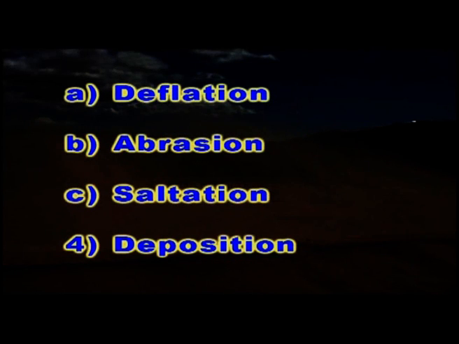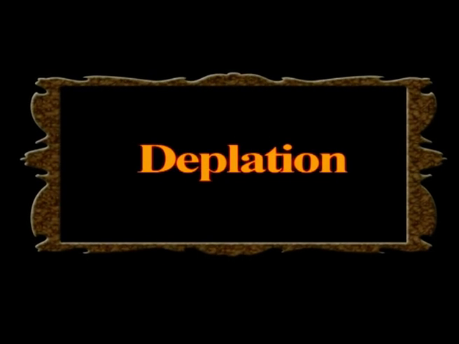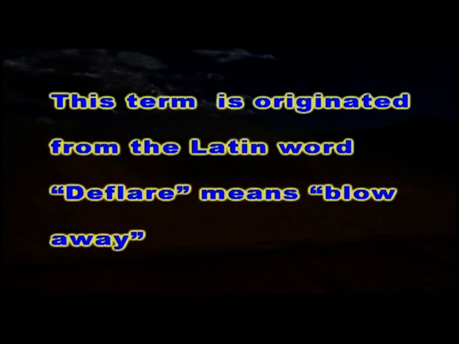Circulation of air over the earth's surface makes the wind blow. Wind has the ability and force to lift the earth's surface objects by any one of the mechanisms like deflation, abrasion, saltation and deposition. Deflation is the first mechanism. The blowing out and scattering of rock particles by wind is called deflation. This term originated from the Latin word deflare, meaning blow away.